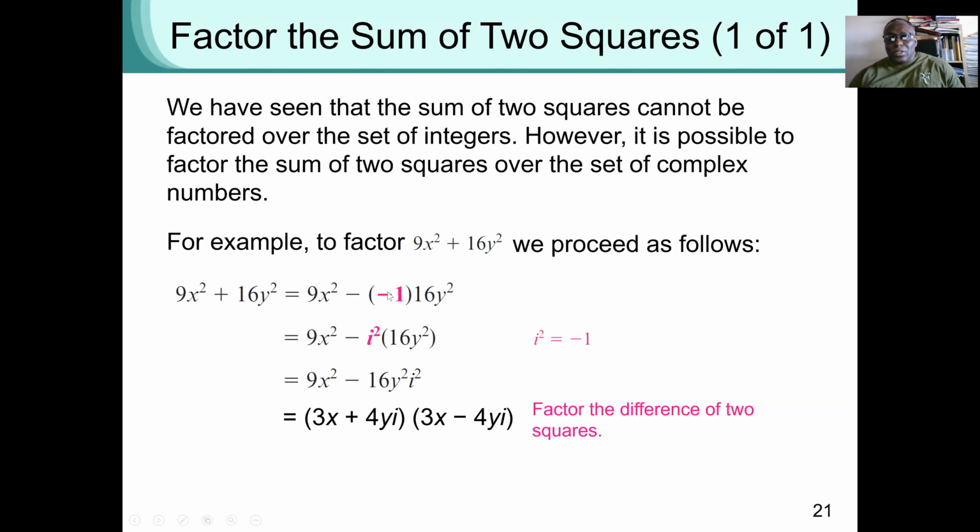So minus 1 again is i squared. So we get 9x squared minus i squared times 16y squared. Then we get 9x squared minus (16y squared)(i squared). What we're trying to do is get the difference of 2 squares. So this will give me (3x) squared minus (4yi) squared. So the answer will be (3x plus 4yi)(3x minus 4yi). We factor the difference of 2 squares. So this is the process we follow.